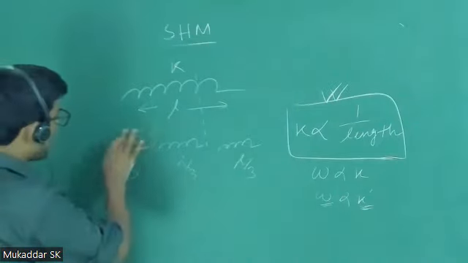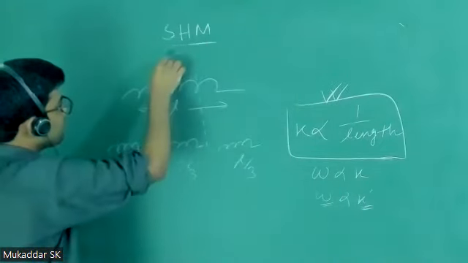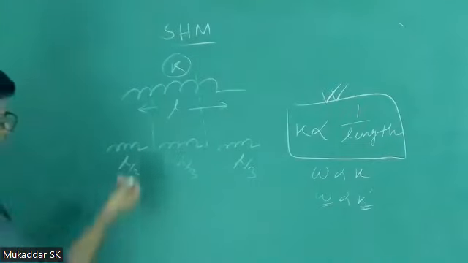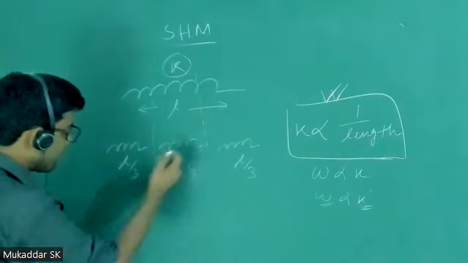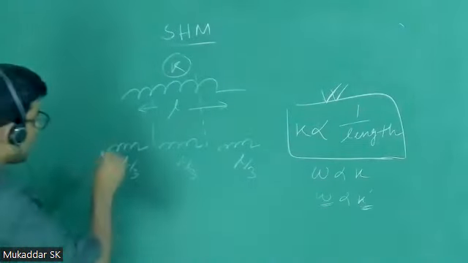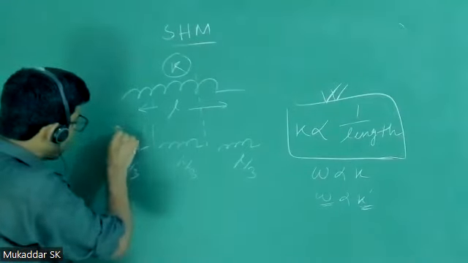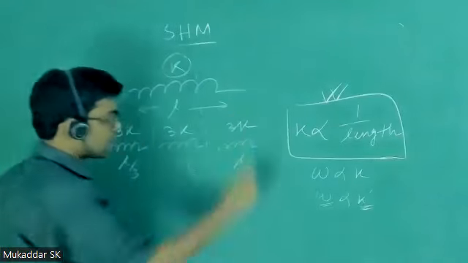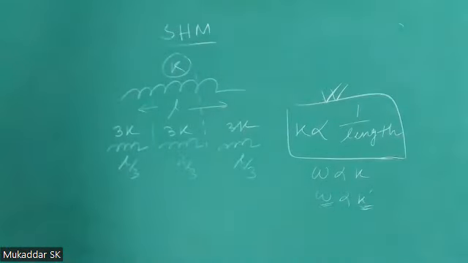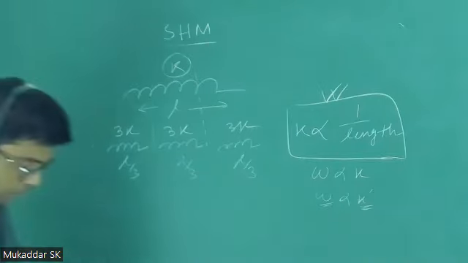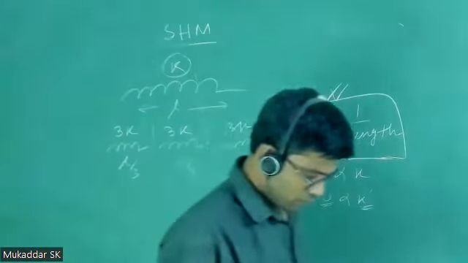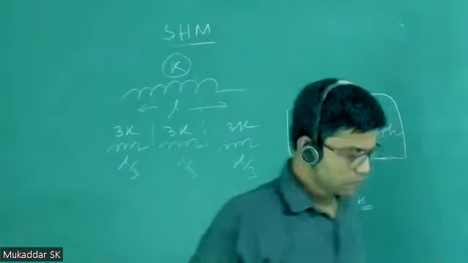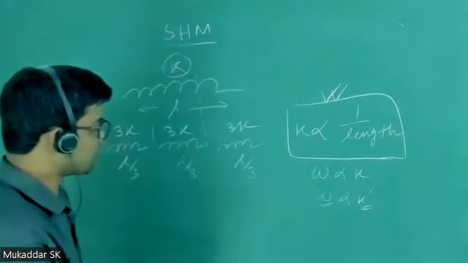So obviously here, if you have a spring, the spring constant is k. For each part, you have divided it into 3 parts, right? So obviously for each part the spring constant will be how much? Here it will be 3k. Why, sir? It will be inversely proportional, actually. Okay, that's what I'm saying.